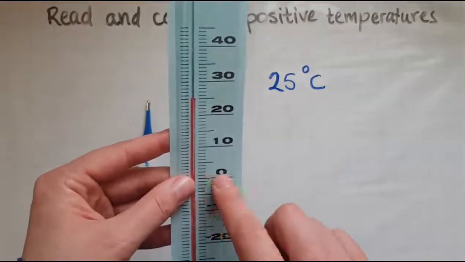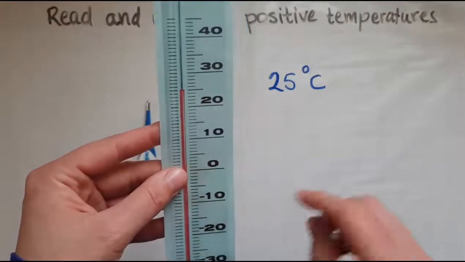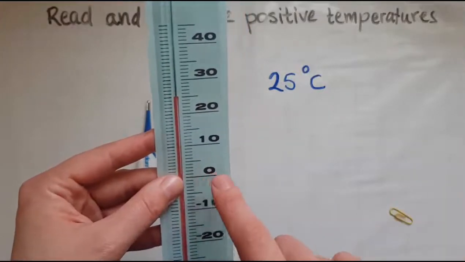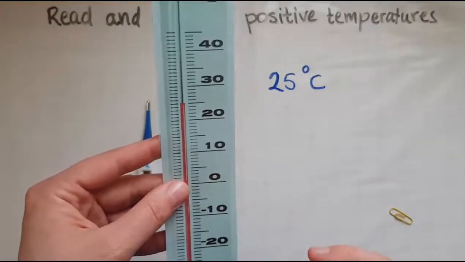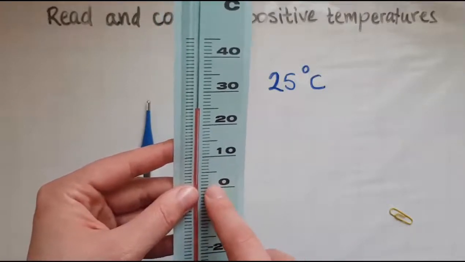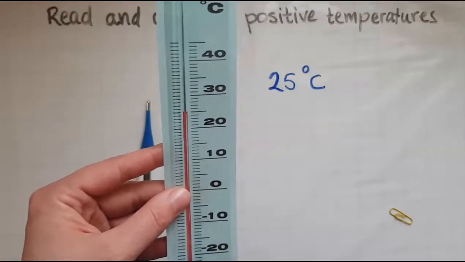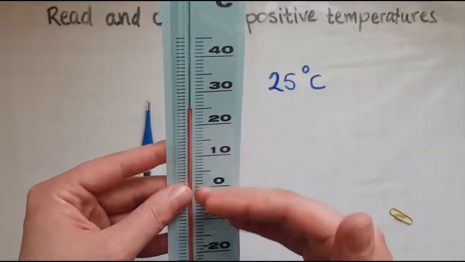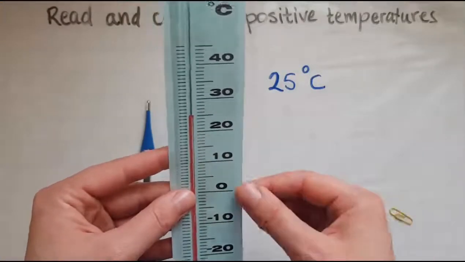And this is 0 degrees Celsius. This is the point where the water freezes. In the winter, if you reach this temperature, it will be frosty outside. And this is the temperature when the water freezes. This is even colder, but we're not going to look at those at this time.